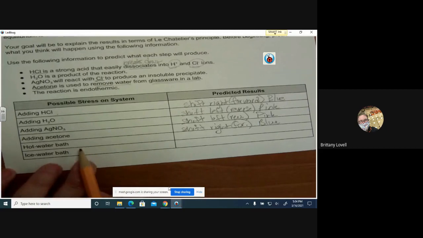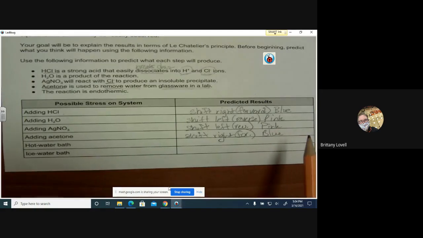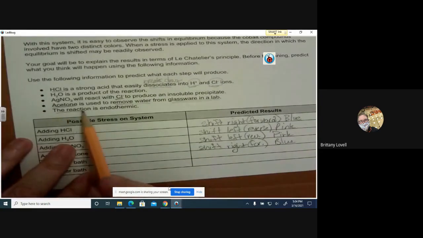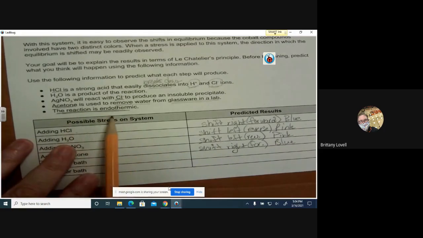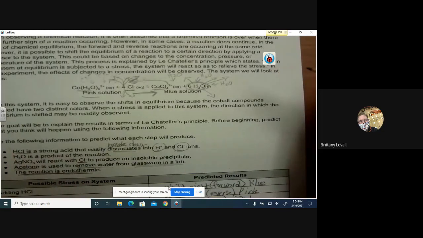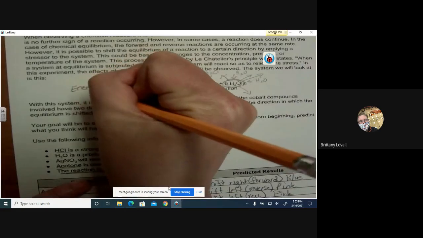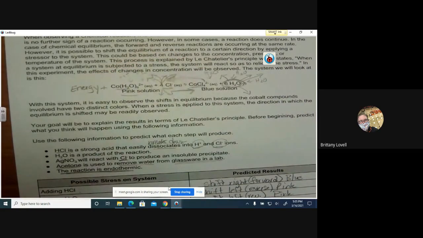These last two were the two that tripped most kids up today. Okay, hot water bath and ice water bath. How do we know what's going to happen if you put it in hot water versus cold water? Well, another key piece of information here is they tell us that the reaction is endothermic. If the system is endothermic, that means energy has to go into the system in order to make it work. So you could treat it like a reactant. Energy gets absorbed as a starter, okay? So at equilibrium, this is what would happen.